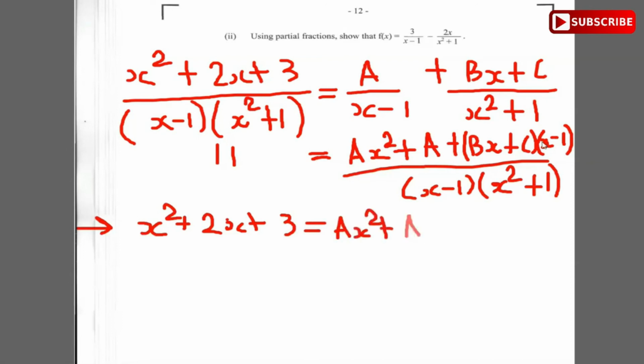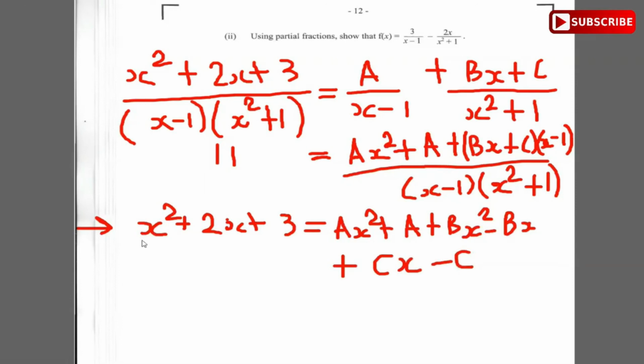Now bx times x is bx squared, so it becomes plus bx squared. Now bx times minus 1 is minus bx. Then c times x is plus cx. Then c times minus 1 is minus c. And so that's what we have. So all we have to do now is equate coefficients.